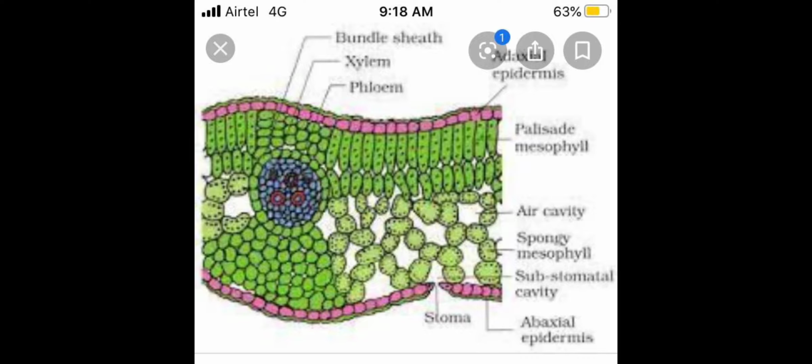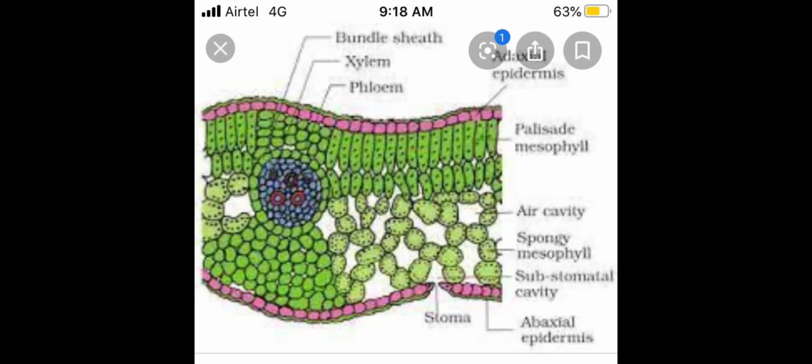Just below the palisade parenchyma is another layer of round or oval cells with a lot of intercellular spaces and chloroplast in them, that is known as spongy mesophyll. The palisade mesophyll and the spongy mesophyll are basically responsible for the process of photosynthesis, because they have a lot of chloroplast in them, and chloroplasts contain the chlorophyll.